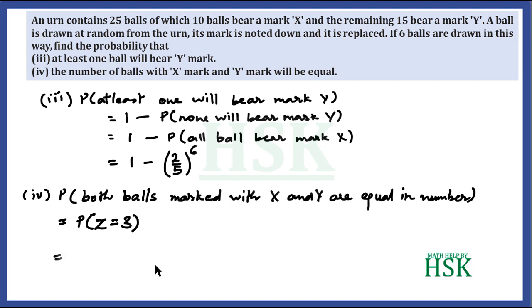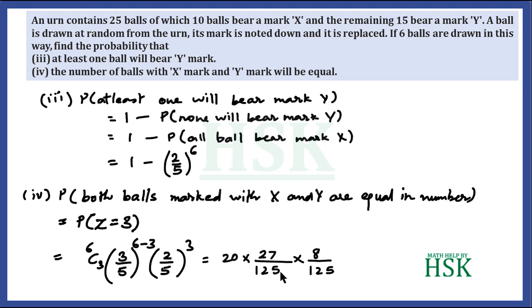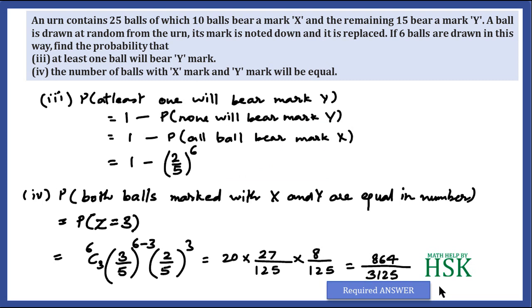The probability of exactly 3 successes would be equal to 6C3 into (3/5) to the power of 6 minus 3 into (2/5) to the power of 3, and this would be equal to 20 into 27/125 into 8/125, which is equal to 864/3125, which is the required answer. So this is how I'm going to solve this question.